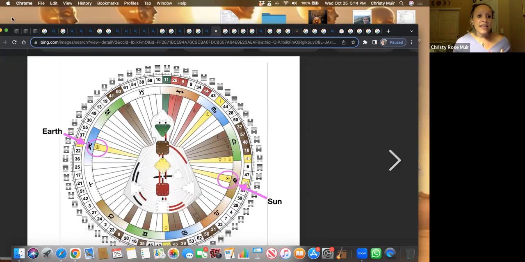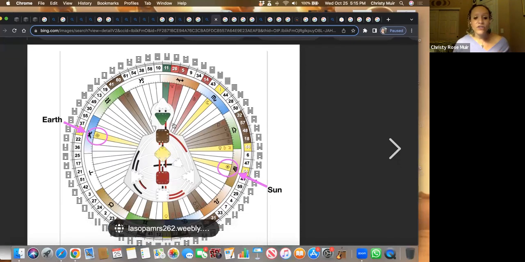So if we could imagine first and foremost that the earth is at the center here and that these gates exist around the earth, the neutrinos are streaming in from all directions from outer space. They're passing through the planets in our solar system, and they're activating a gate and a line, and then that gate is translated onto one of the centers of the body graph.